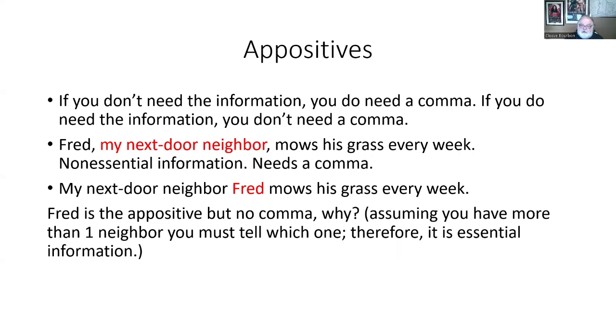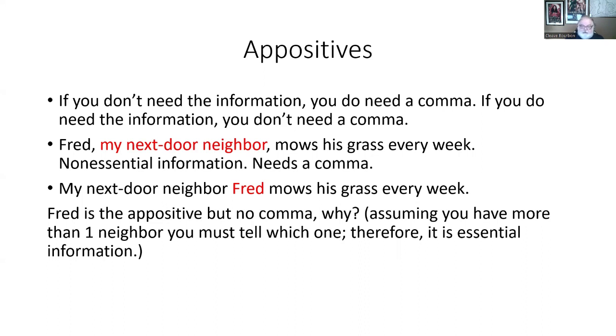So in that sense, you have to tell us which neighbor you're talking about. You can't just say my next door neighbor mows his grass every week, because that begs the question, which neighbor are you talking about? Which neighbor mows his grass every week? So the first one, you're already naming the neighbor, Fred, so we don't need the appositive. So you have commas. And the second one, since you have more than one neighbor, you have to tell us which one you're talking about. So Fred is essential information in that sentence.